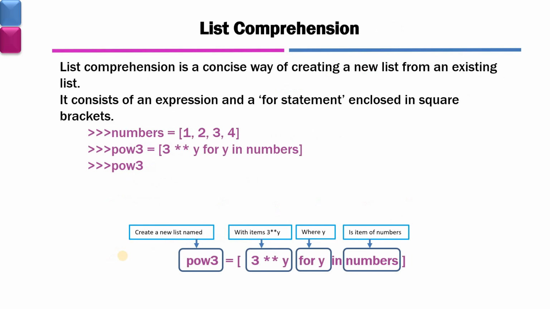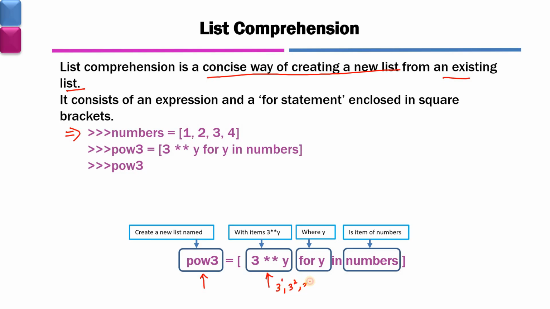And the last one is called list comprehension. This is very useful. List comprehension is nothing but a concise way of creating a new list from an existing list. Suppose I have an existing list, numbers equal to 1, 2, 3, 4. I want to generate another list which will contain 3 to the power of every number. That means 3 to the power 1, 3 to the power 2, 3 to the power 3, 3 to the power 4. So how shall I write?